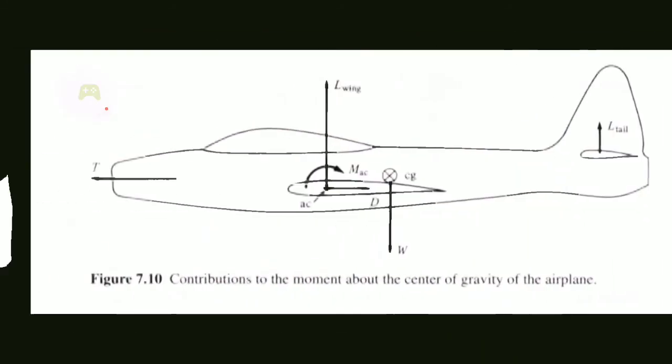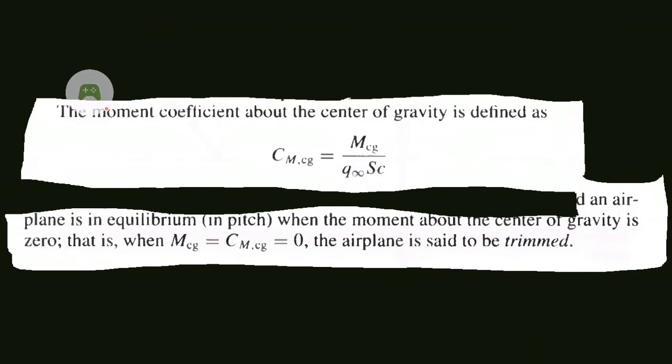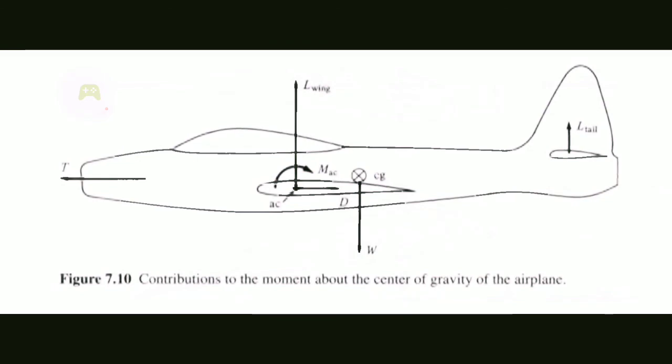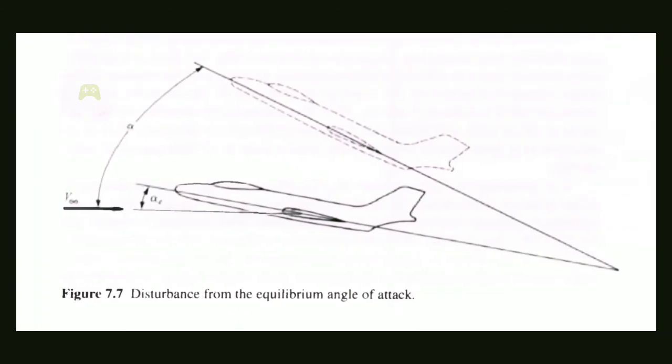Okay, so with this I would say that movement about CG can be given by Cm CG q infinity S c, and hence you can determine the coefficient of movement about CG as movement about CG divided by q infinity S c. And the last thing I would like to say is that I have talked about trimming of airplane earlier, and here the airplane is in the equilibrium state at alpha E angle, and it is flying horizontally in the V infinity direction.